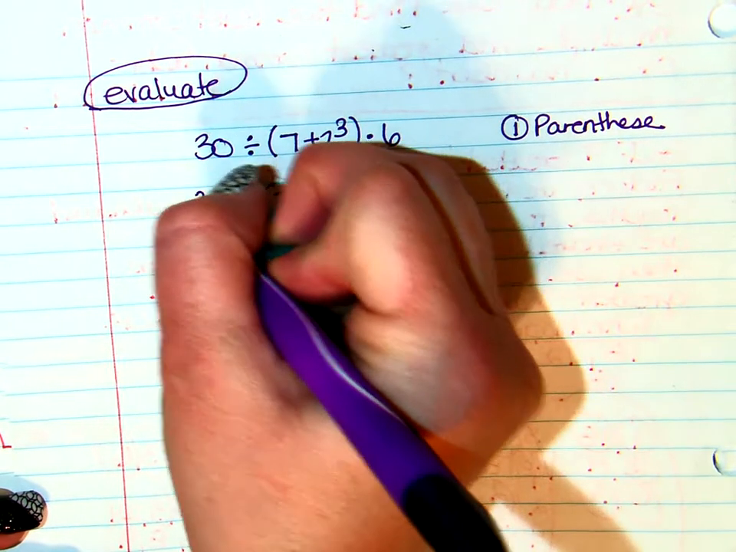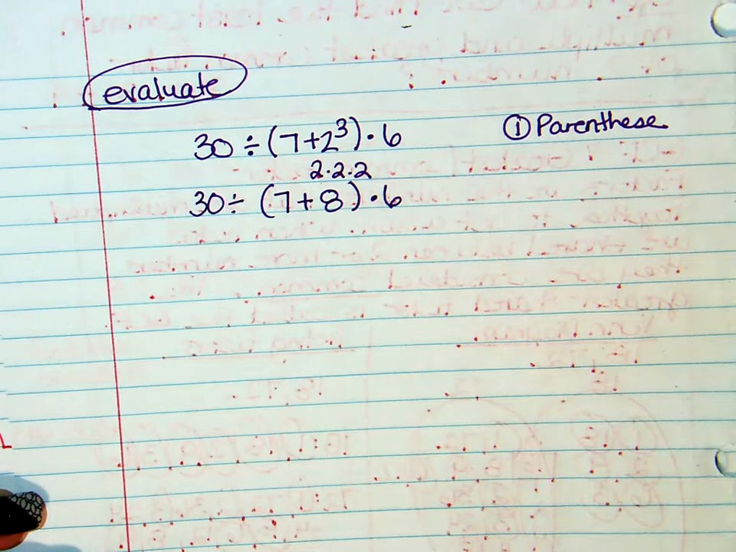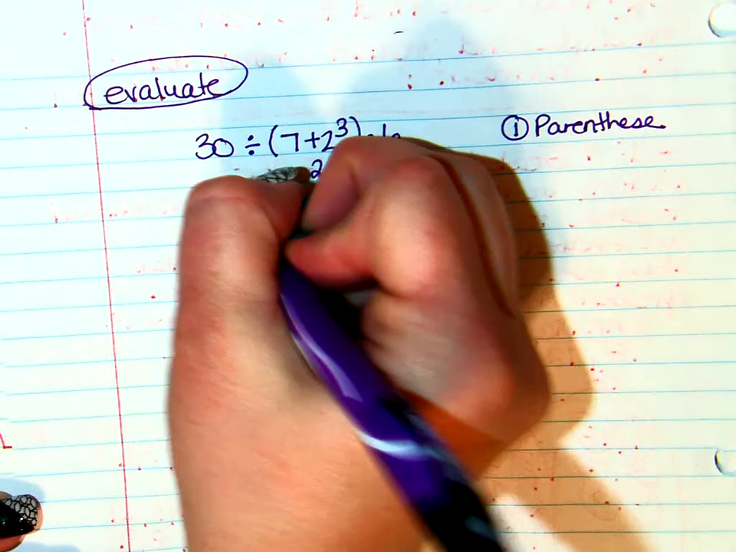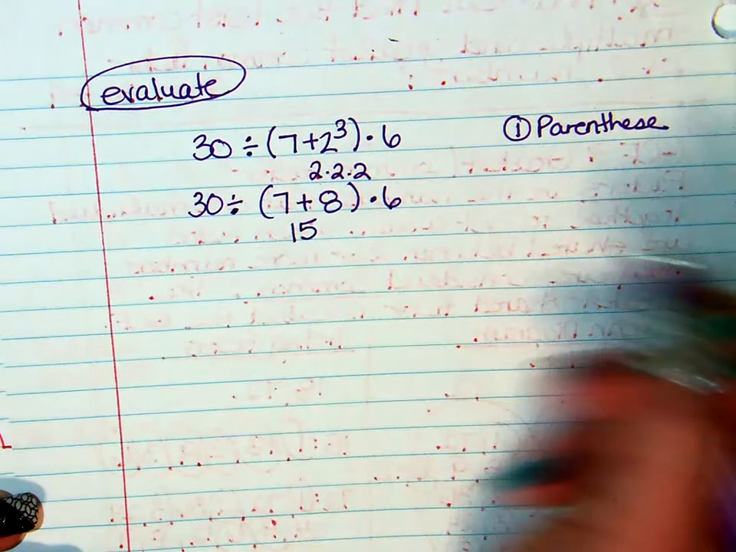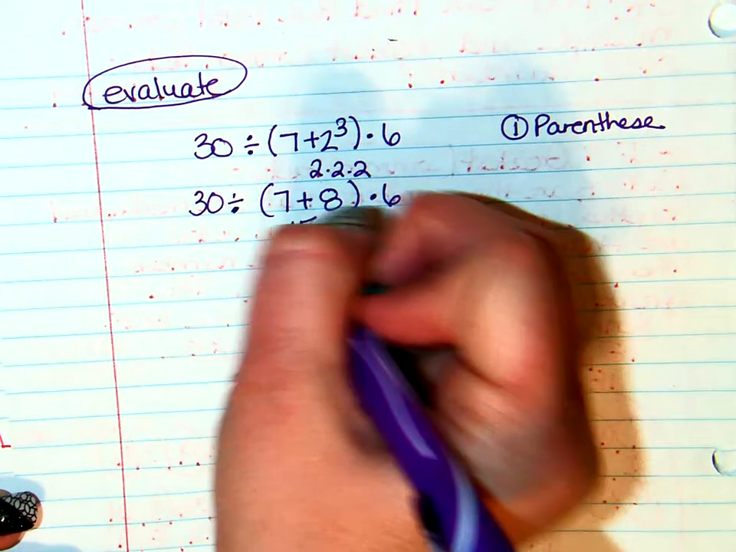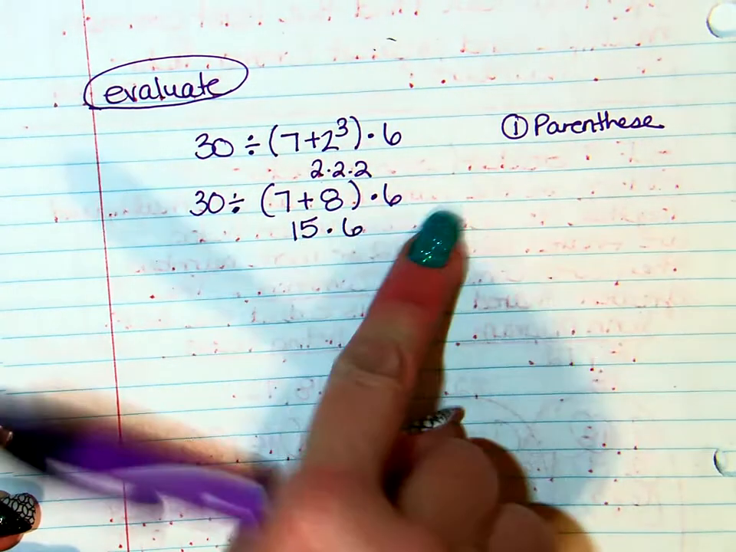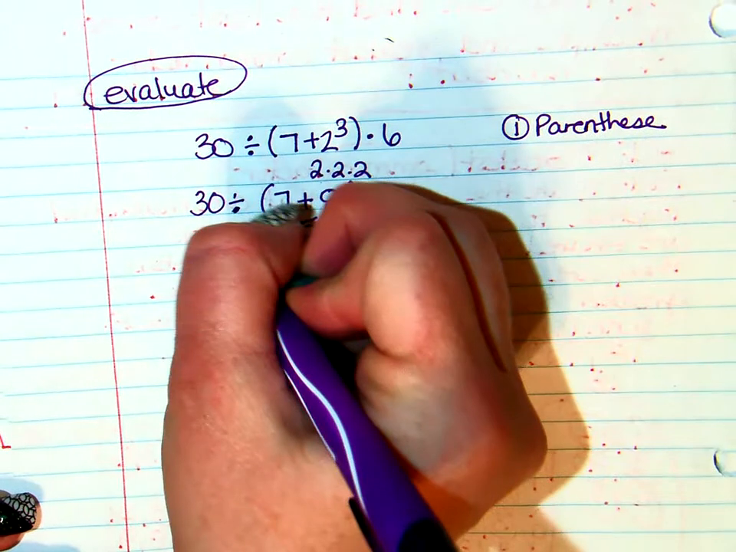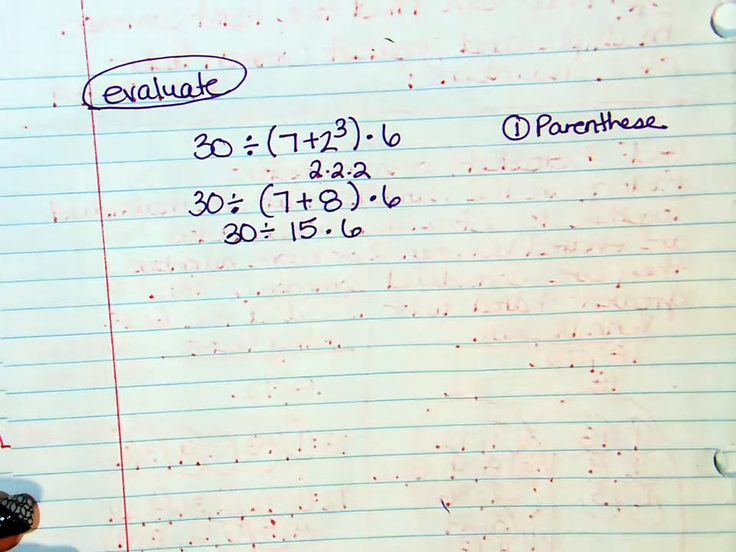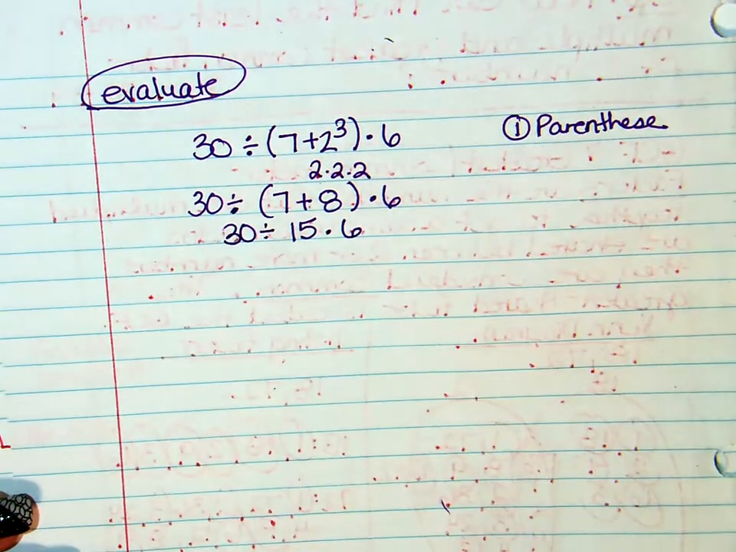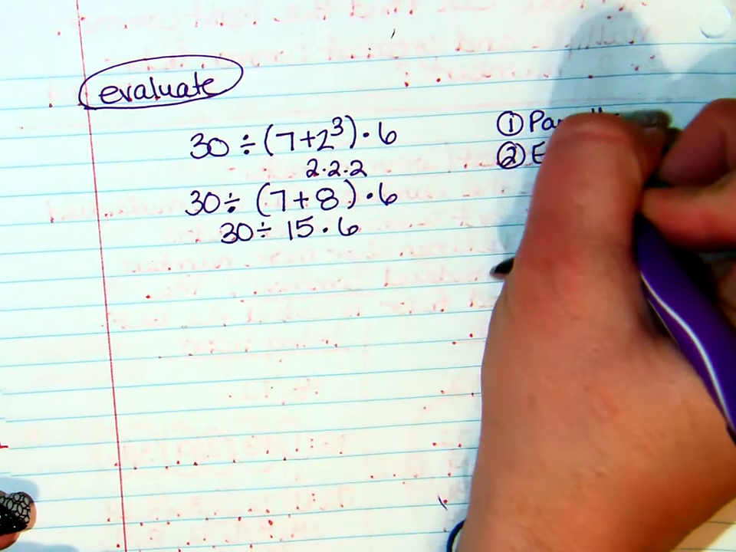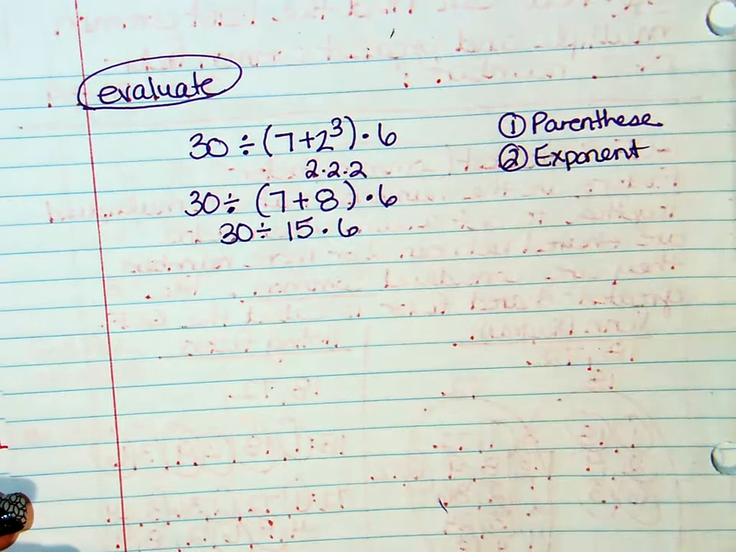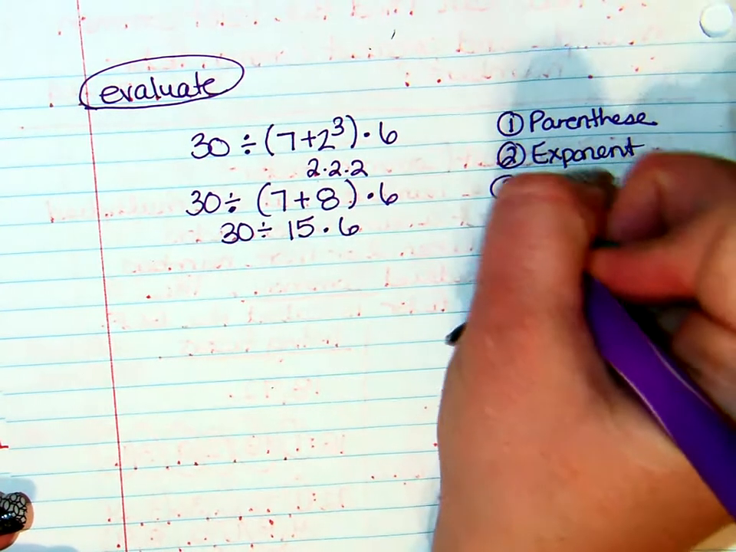Rewrite the problem. All right, now let's solve the next part of the parentheses. 7 plus 8 is 15. And now that we don't have anything here and there's nothing right next to the parentheses, I can actually get rid of our parentheses. They don't need to be there. All right, perfect. We're done with the parentheses. We actually also did our exponent already, because there was one.